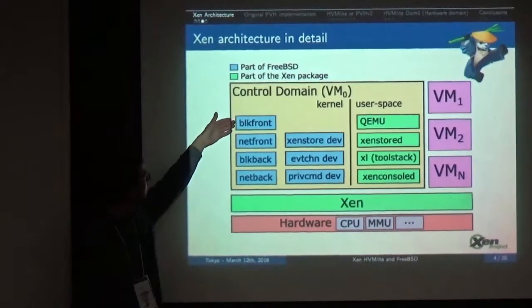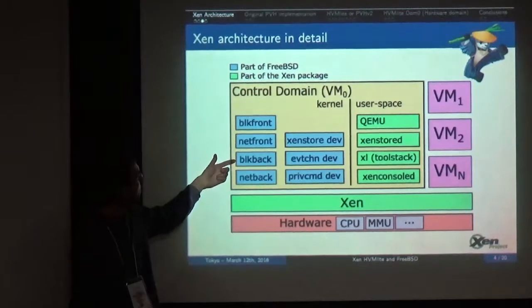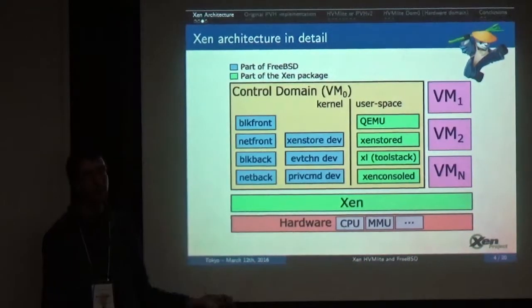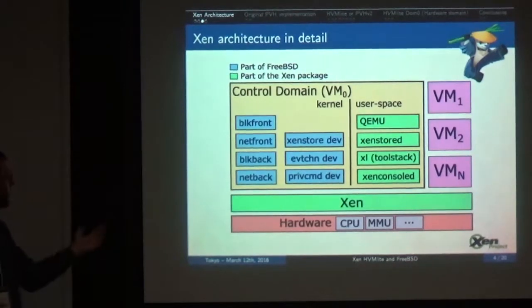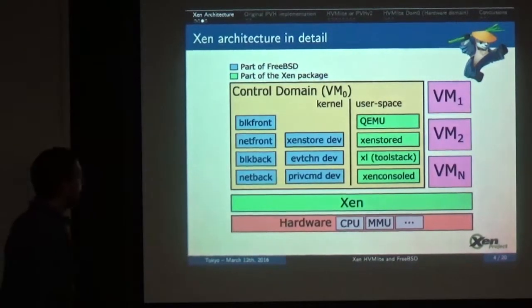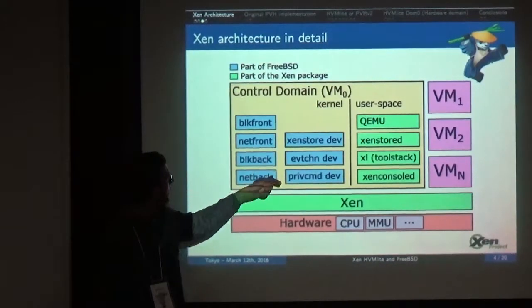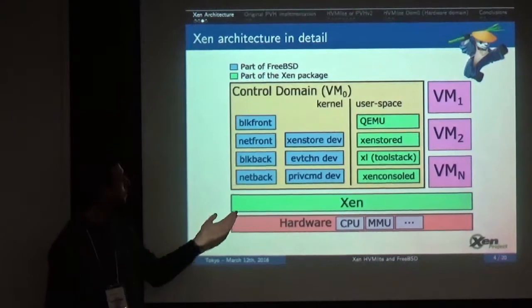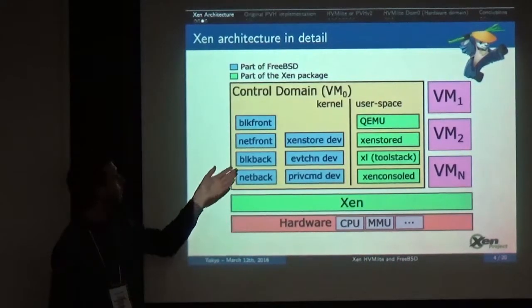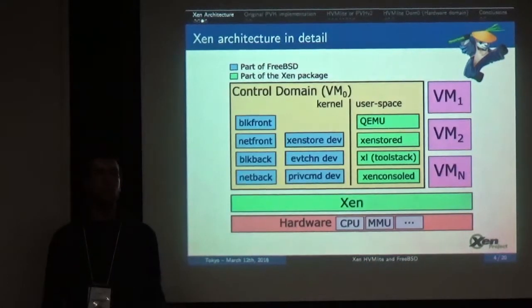We can see that we have the paravirtualized frontends, blockfront and netfront. And we also have the paravirtualized backends, blockback and netback. These are used to provide network to other guests that run in the same host. And then I also have a couple of very specific devices. These 3 devices here are exposed to user space and are used by the toolstack and by QEMU or other programs that run in user space in order to interact with Xen.